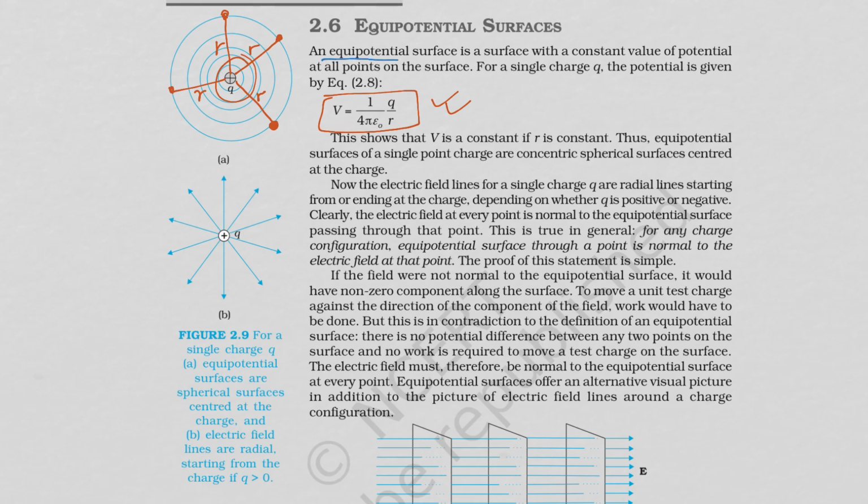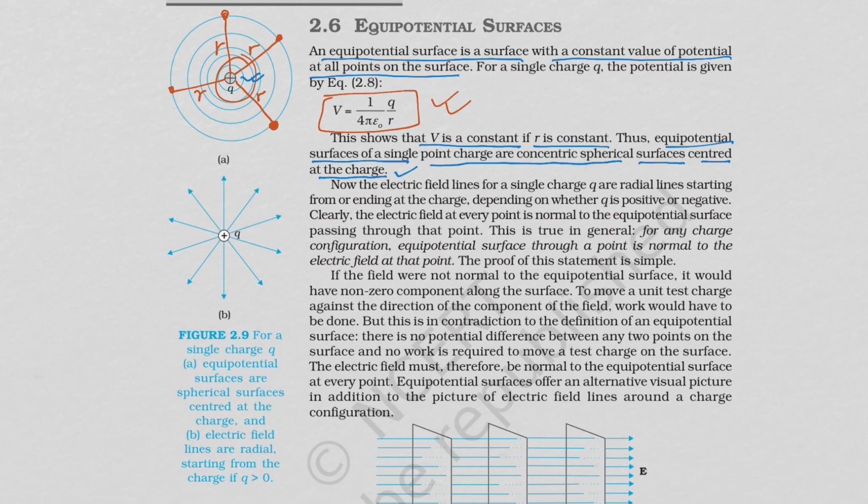So an equipotential surface is a surface with a constant value of potential at all the points on the surface. And what it shows, as I told you, is that if R is fixed, then V will be constant. Thus, equipotential surfaces of a single point charge are concentric spherical surfaces centered at the charge. So the charge is the center.